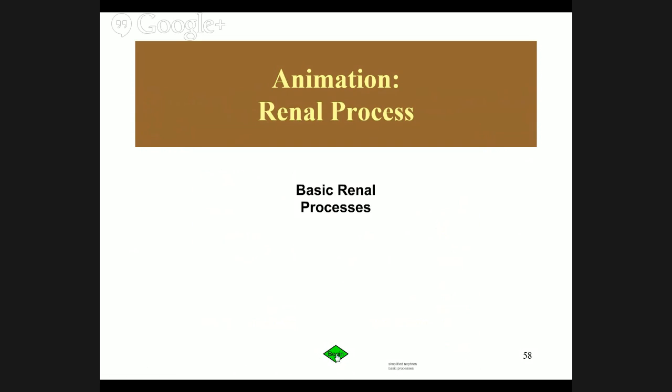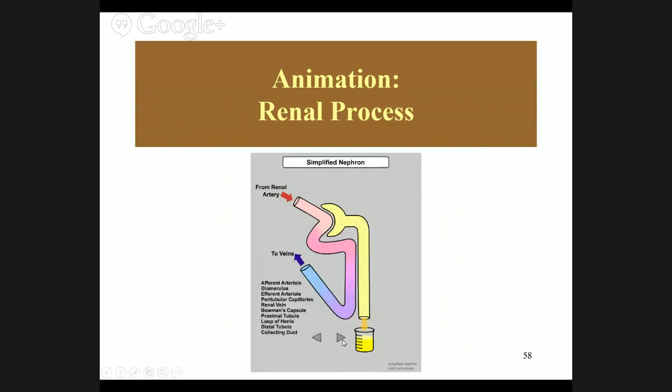And let's look at basic renal processes. Let's show filtration, and reabsorption, and finally secretion.